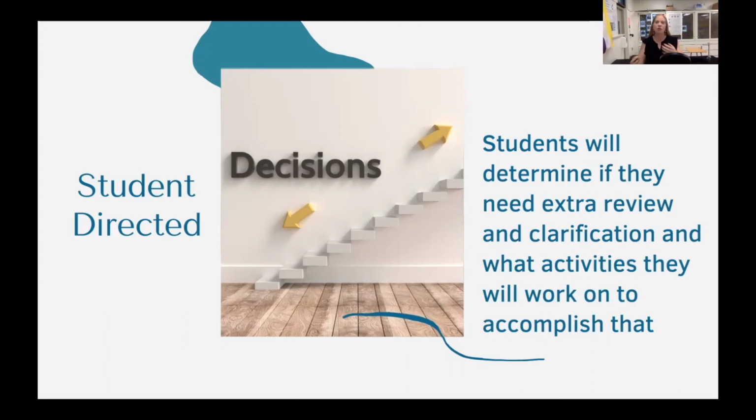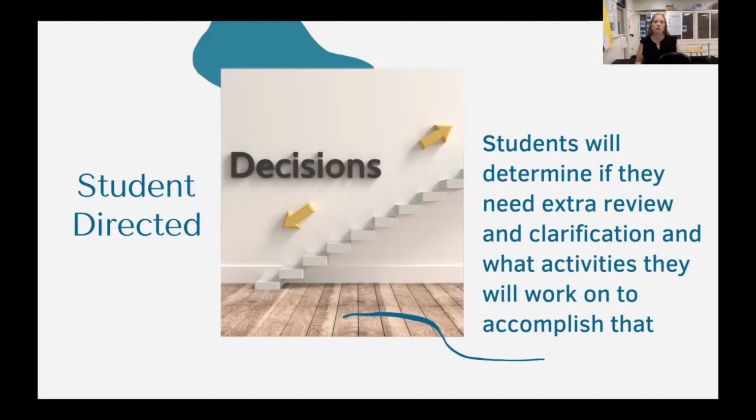Wouldn't it be amazing if students actually came into class and they were like, I don't understand. I was confused on this part. I need this. This is what I need from you. I mean, hello, amazing, right? I mean, that's the goal.